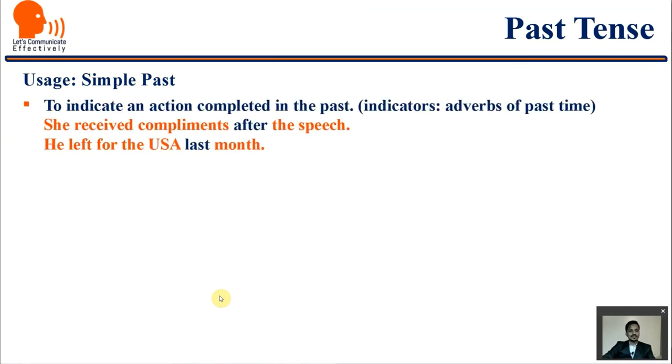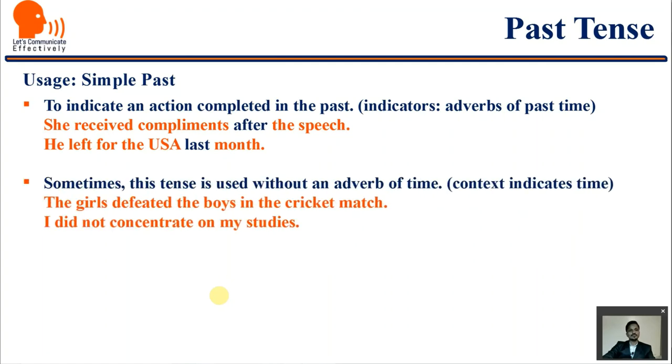So the simple past is used to indicate an action completed in the past, and the indicators are adverbs of past time, like: she received compliments after the speech; he left for the USA last month. So adverbs of past time, like last, after, indicate that it is simple past tense and the action is already completed in the past.